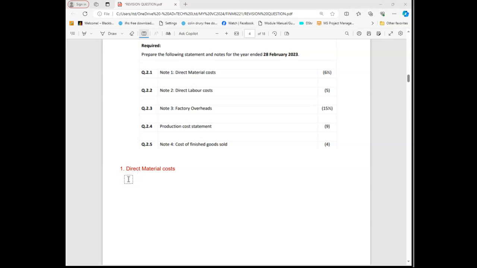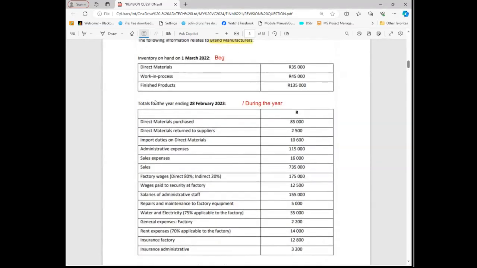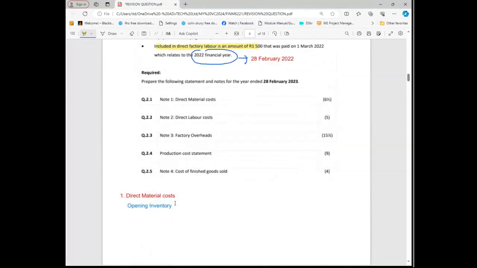So the first thing that we're going to do here, we're going to look for any opening inventory for material. Remember, material is also inventory. So we need to go and check, did they give us any material at the beginning of the year? And we know the beginning is up there. Did they give us any material balance? How much? 35,000 rand. So they gave us the material, which is 35,000. So I'm going to go down there and put it as 35,000.